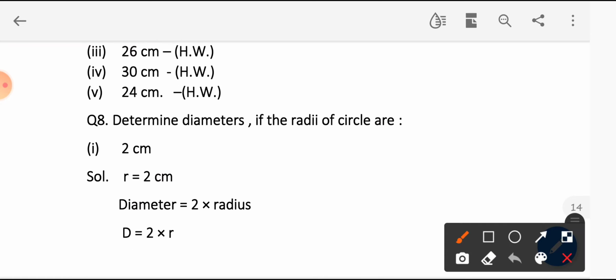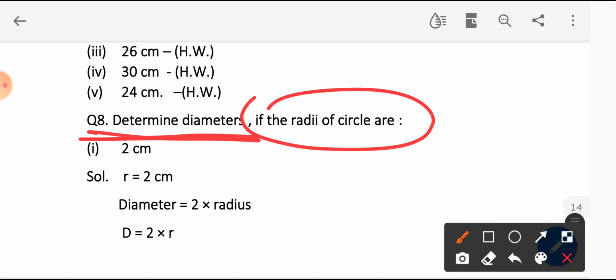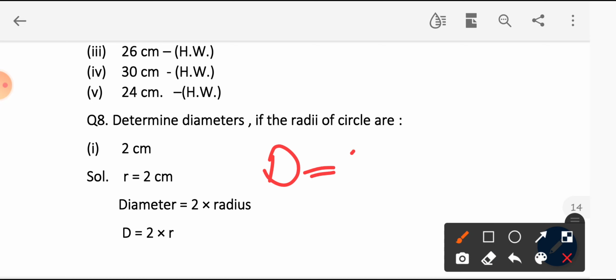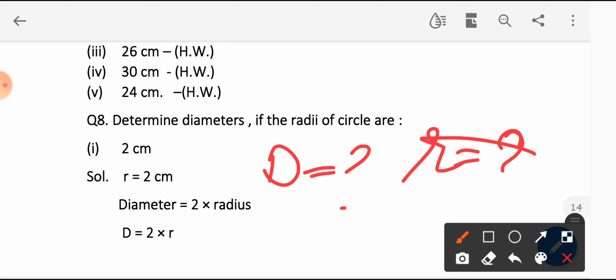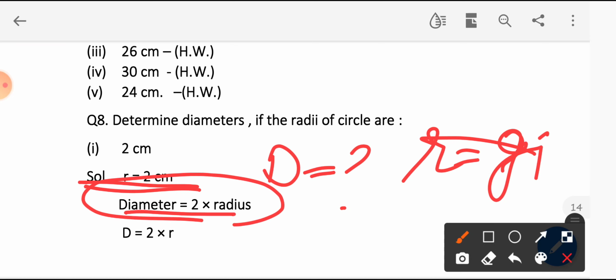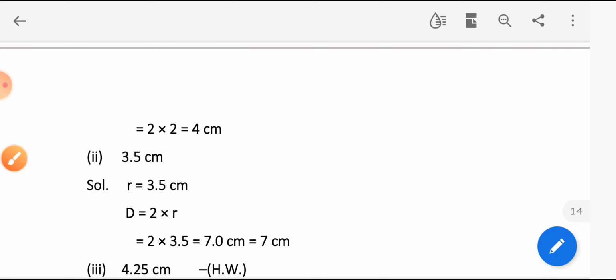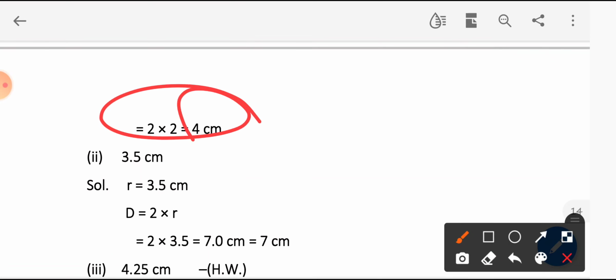Then see question number 8. Determine diameters if radius of circle are given. Here in this question you have to find the value of diameter, and what is given? Radius is given. So what is radius? 2 centimeter. So diameter, we know through the relation that diameter is equal to 2 multiply r, double of radius. So 2 multiply 2, which is equal to 4 centimeter.